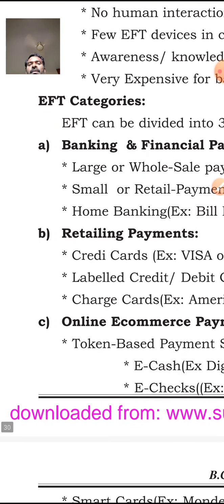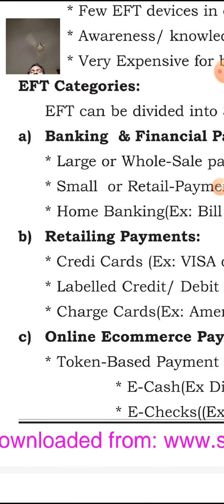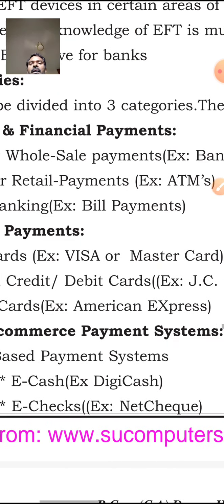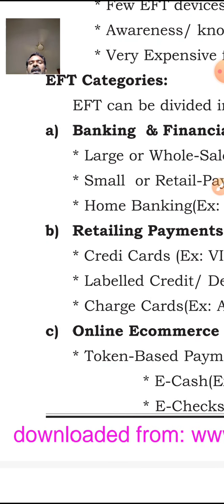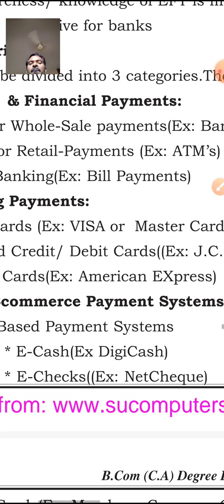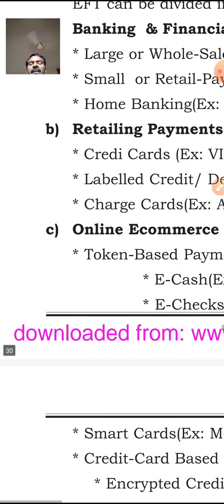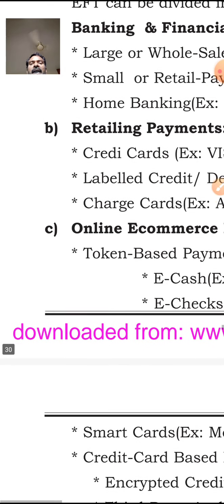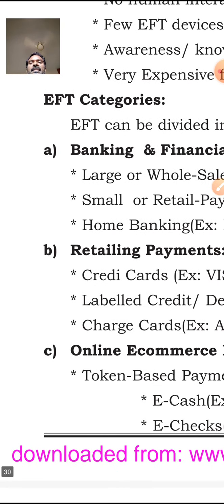So EFTs are majorly classified into three types. Number one, the EFTs used in banking and financial payments is one category, retailing payments is another category, and online e-commerce payment systems is the third category. Like that, three categories of EFT applications are there.